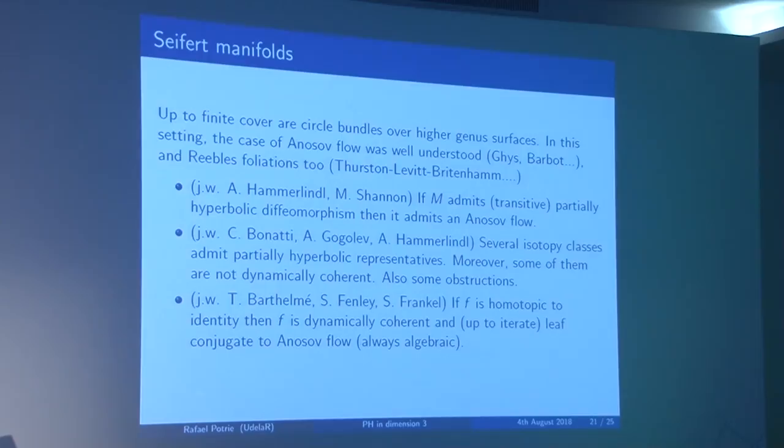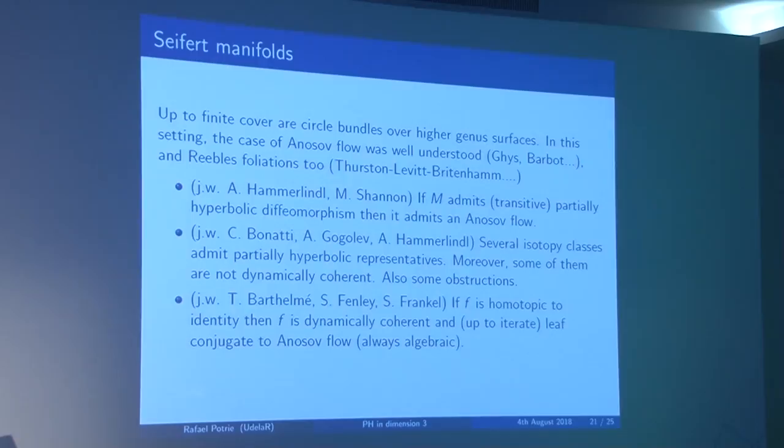Then the circle bundle, the Seifert manifold, must admit an Anosov flow. In particular, this says a surface times a circle does not admit a partially hyperbolic diffeomorphism. But what's more surprising is that we were able to construct several isotopy classes of diffeomorphisms of Seifert manifolds that admit partially hyperbolic representatives.